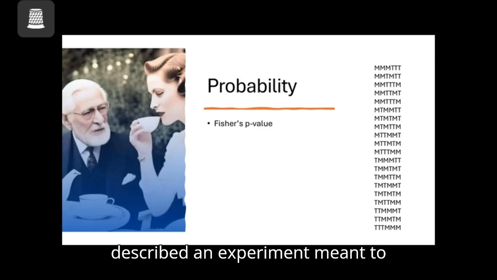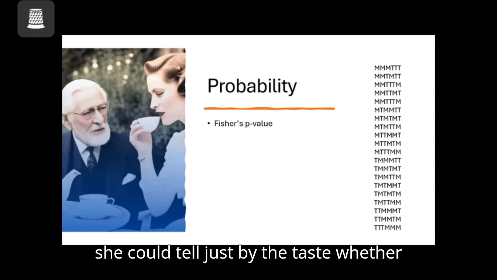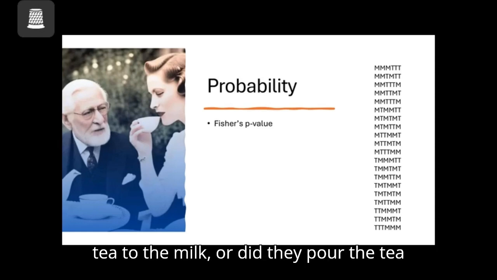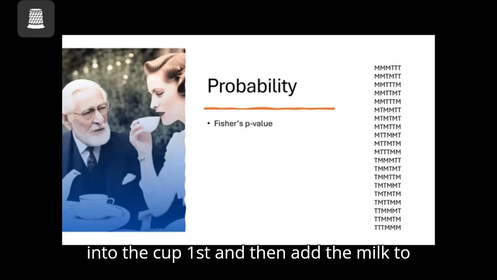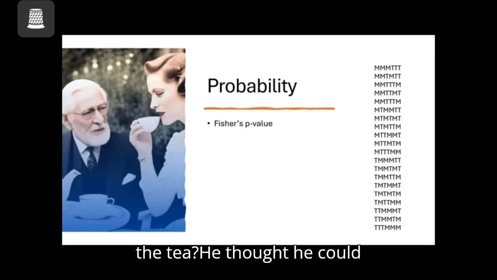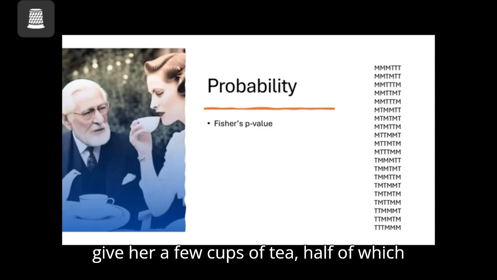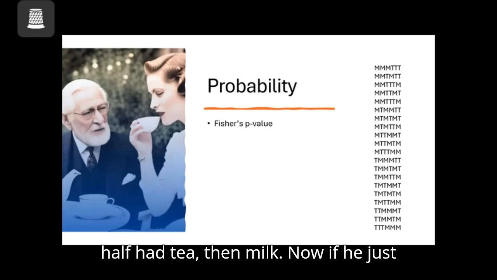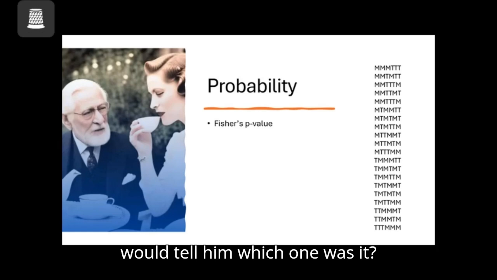Now, Fisher described an experiment meant to test some lady's claim that she could tell just by the taste whether tea was added to milk or if milk was added to tea. So basically, did they pour the milk into the cup and then add the tea to the milk, or did they pour the tea into the cup first and then add the milk to the tea? He thought he could give her a few cups of tea, half of which had the milk, then the tea, and the other half had tea, then milk. And so she would taste them and she would tell him which one was which.